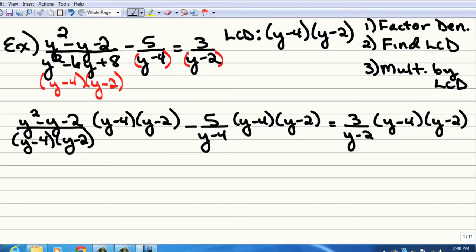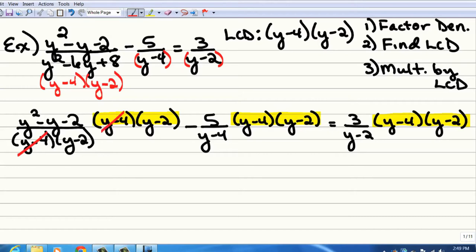Okay, now how does this help us? Well, first of all, let me highlight this just to illustrate. Yes, everybody got the LCD there. Well, now we can reduce and divide out these denominators. Yay, which is kind of our goal right now. We don't want these down here.